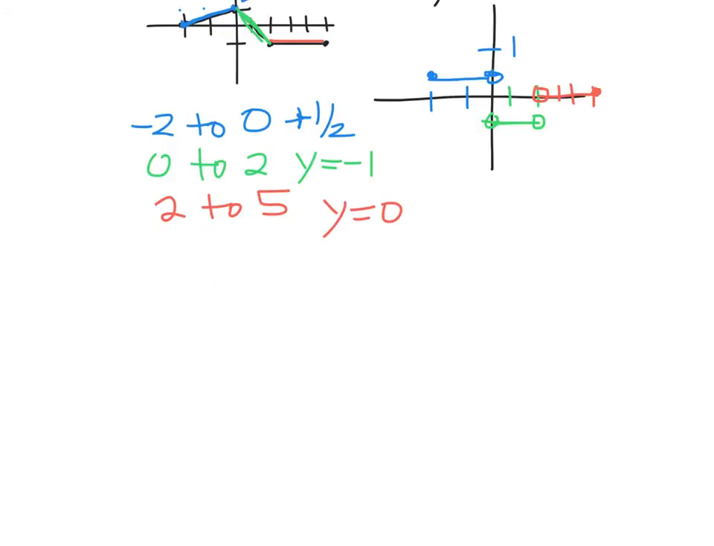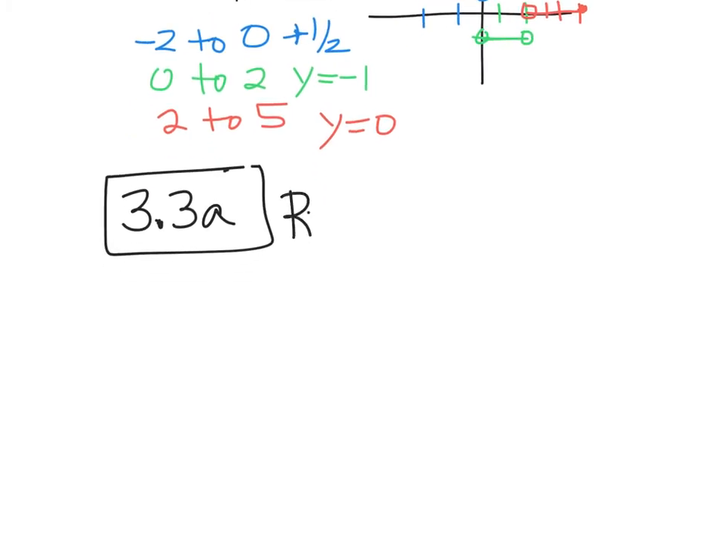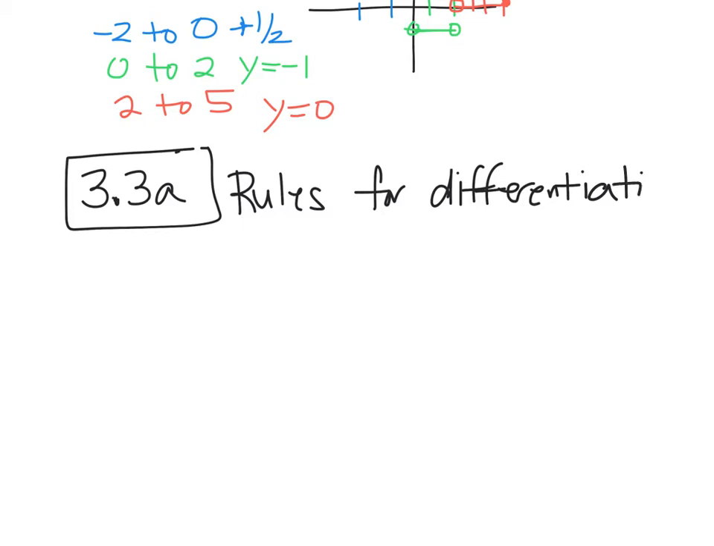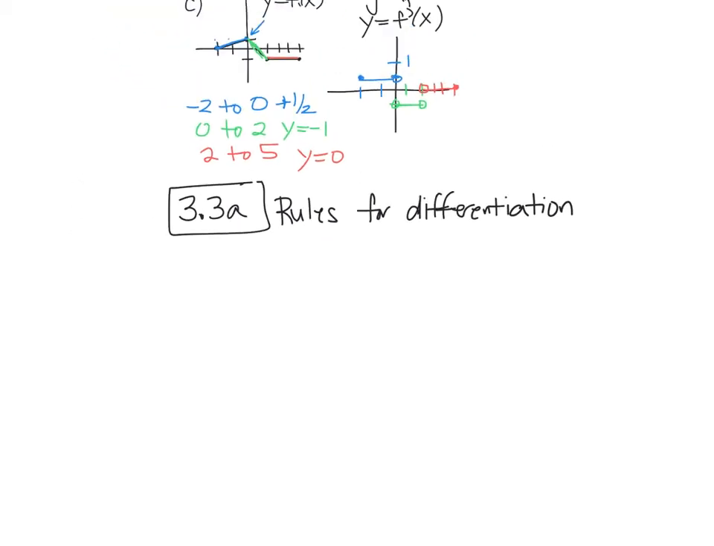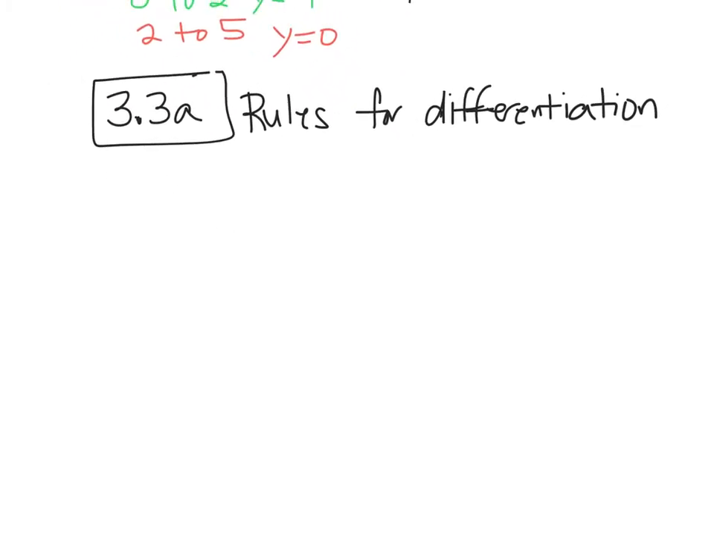Okay, so that was all of 3.2. We're done. Now we're going to go to 3.3a. And we're finally going to learn the shortcut to finding a derivative. All right, so this is called rules for differentiation. Wow, it almost didn't fit on my iPad. All right, 3.3a. Rules for differentiation.